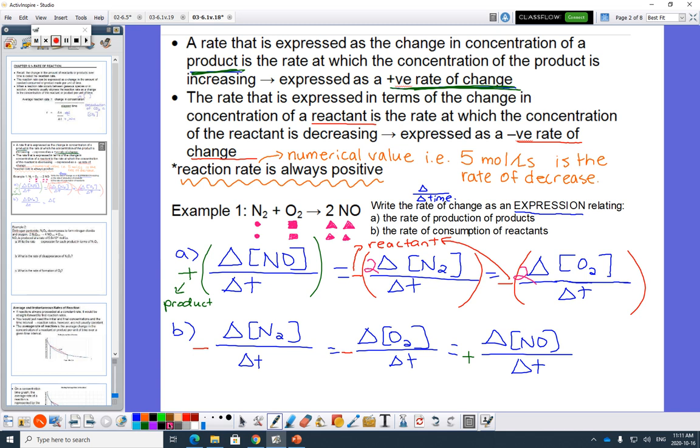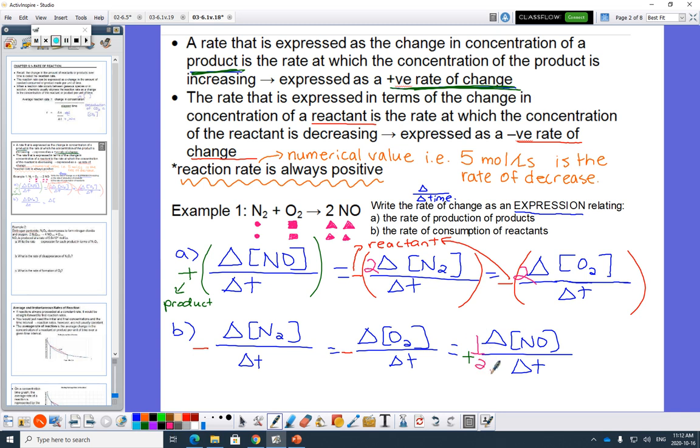Okay, so now we're saying, is the rate of consumption of N2 the same as O2? Do they have the same coefficients? Yes, so they are the same. You can sort of ignore this one for a second and just focus on these two because these are now the same. So the rate of the consumption of the reactants, is it faster or slower than the rate of production of product? Slower. How much slower? Half.